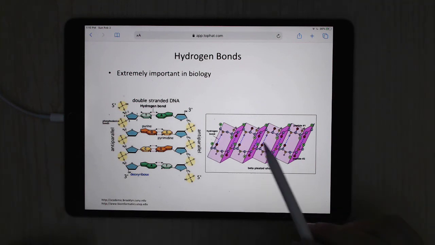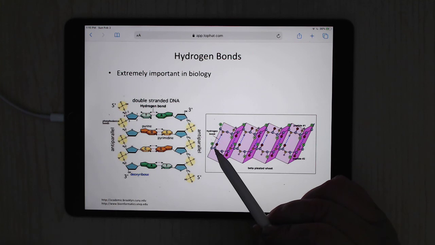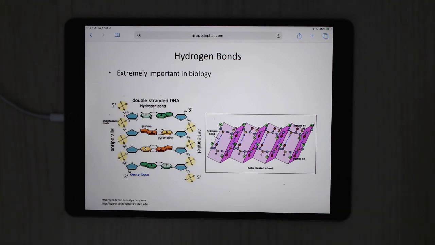But then also with protein secondary structures, so in the backbones, if you look at these alpha helices and beta sheets, what's holding those together is the hydrogen bonding between the backbones. So this hydrogen bond between the C double bond O, which has the lone pair, and the NH bond, which has a hydrogen on a nitrogen. Right? You're going to have a hydrogen bond there.